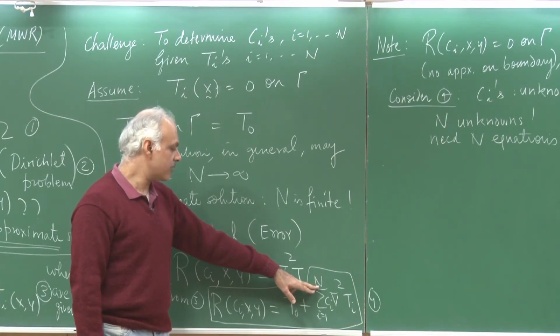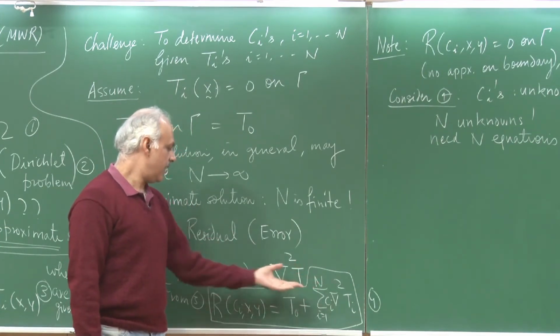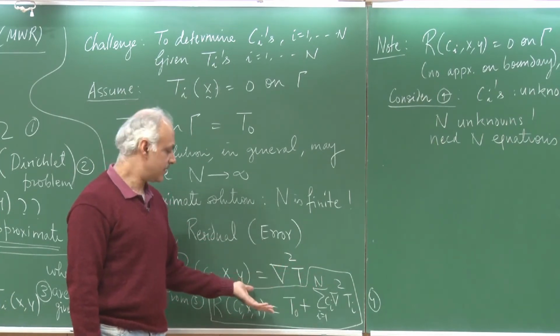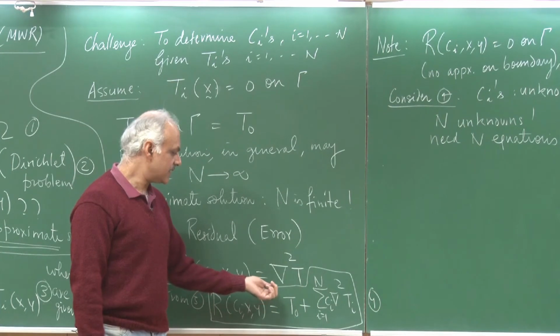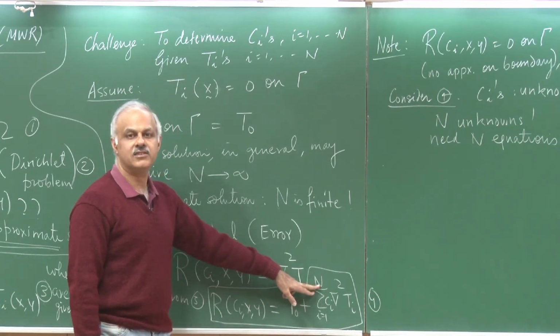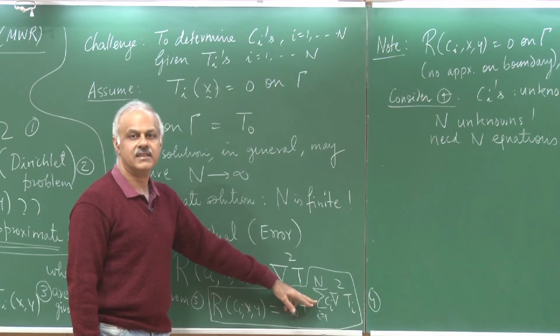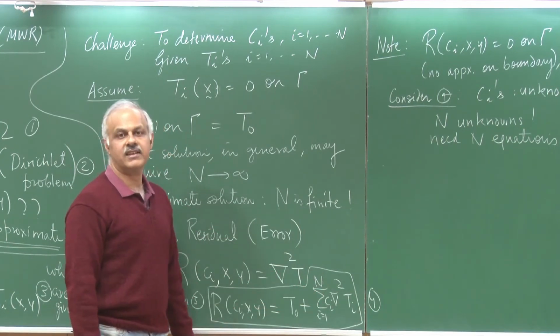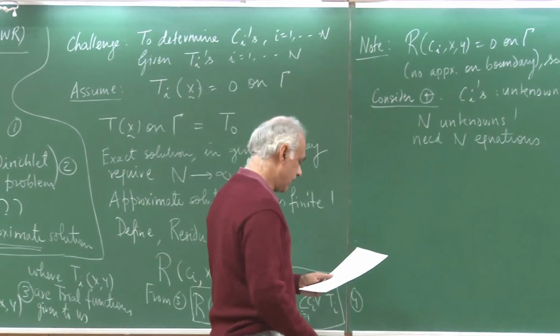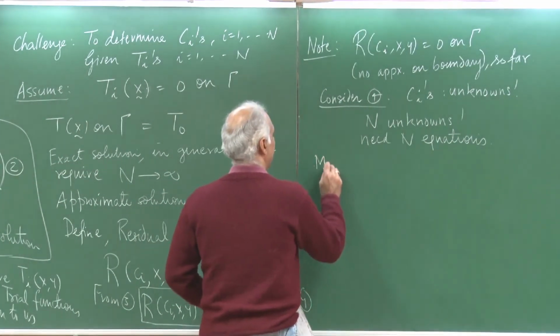Of course, you could argue n goes to infinity, I have infinite number of equations, and then everything is hunky dory. But I think the challenge that I would like you to visualize is, suppose n is 100, you want only 100 equations, then how do you generate those 100 equations? And this is where the method of weighted residual comes in. So MWR.